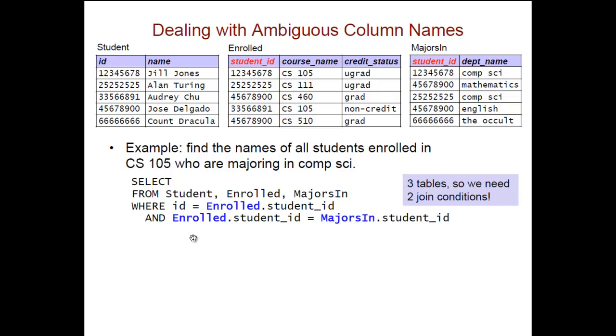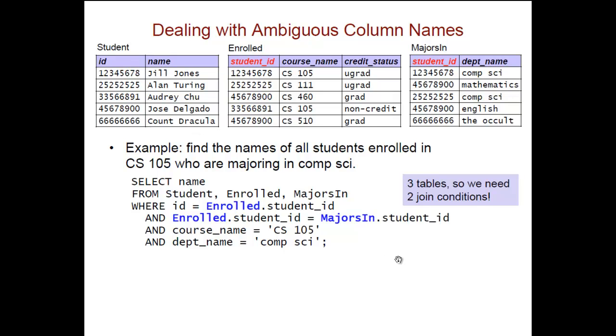Once you have your join conditions, you ask whether you need any other conditions. In this case, we need one that specifies that the course name from enrolled must be CS105, and we also need one that says that the department name from majors in must be comp sci. That ends the where clause. Those four conditions all are anded together to give us the complete where clause, and we have a semicolon at the end. And then finally, we're going to put name in the select clause, because that's all we need is the value from the name column in the student table.